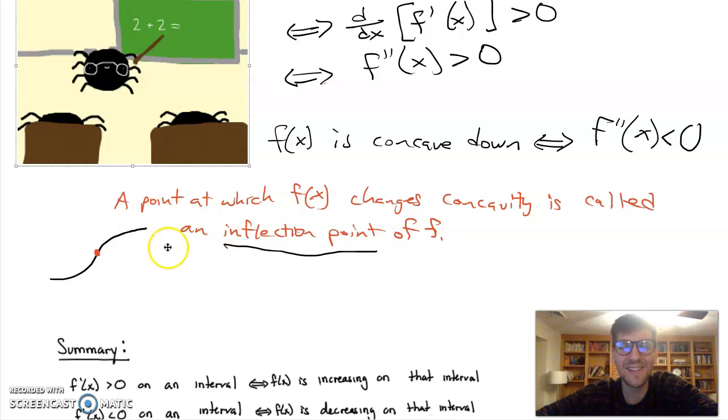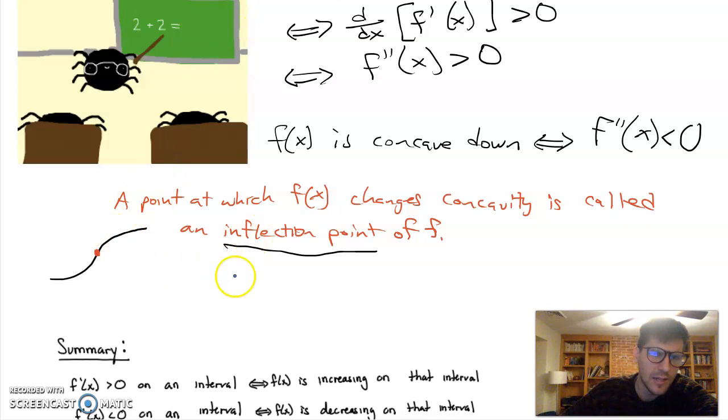I'm not writing it now because I already wrote it on the first time I tried to record the video, but a point at which f of x changes concavity is called an inflection point of f. So if you look right here, you see how it's going concave up, up, up, getting steeper, bam, but then it starts getting less steep. So we would call this point right here an inflection point. And I have it underlined there. And here's just a quick visual example.